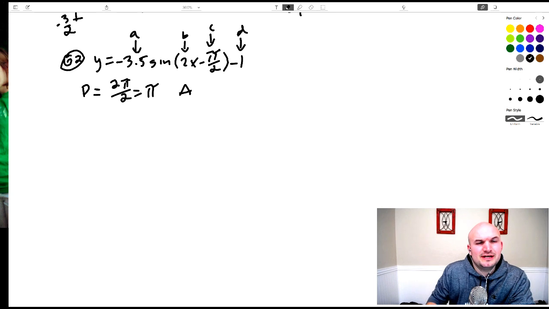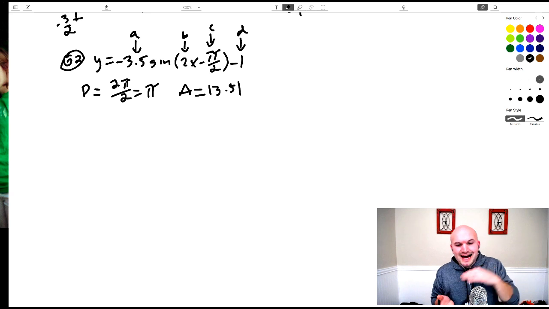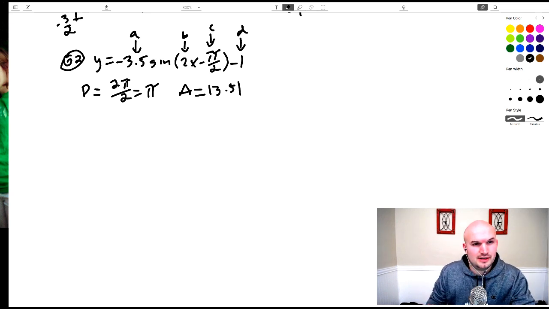I'll put the amplitude over here. Amplitude in this case I'm just going to represent as a, and that's going to be the absolute value of my -3.5, which in this case will just be 3.5. And again, that's saying that the graph is going to go as high as 3.5 and as low as 3.5. The graph goes down. I messed that up. I was actually looking at my work that I did in class.